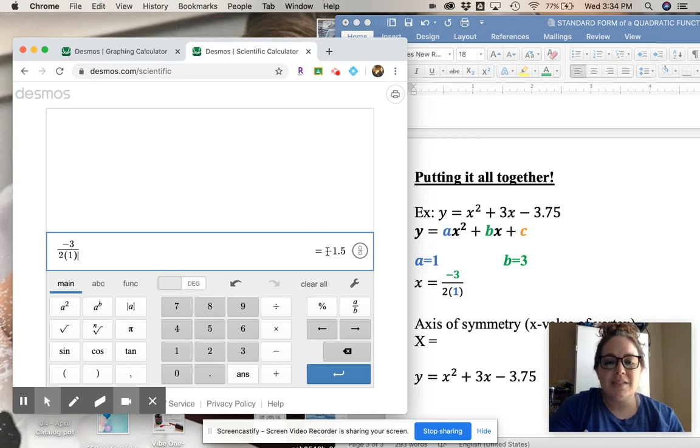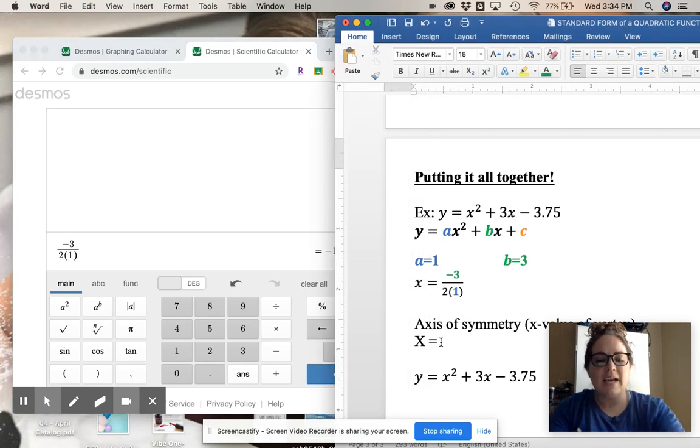All right, so my answer was negative 1.5 or negative 3 over 2. Just for simplicity's sake, to plug it back in, I'm going to keep the decimal format. So over here on my paper, I'm going to write down that the axis of symmetry was x equals negative 1.5. Have I found the vertex yet? No, I've only got half the vertex.